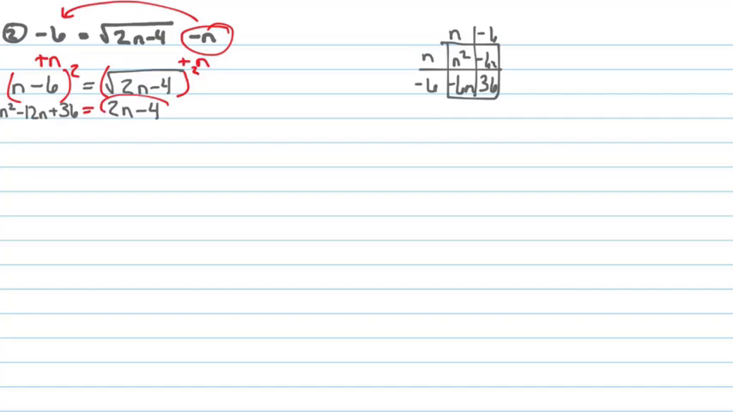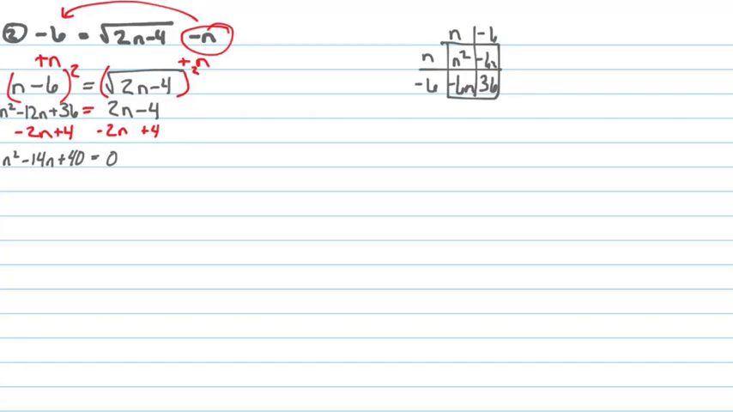I need to move my right hand side over to the left. And so I need to move the 2n by subtracting 2n. And I need to move the 4 by adding 4. And that gives me n squared minus 14n plus 40 equals 0.